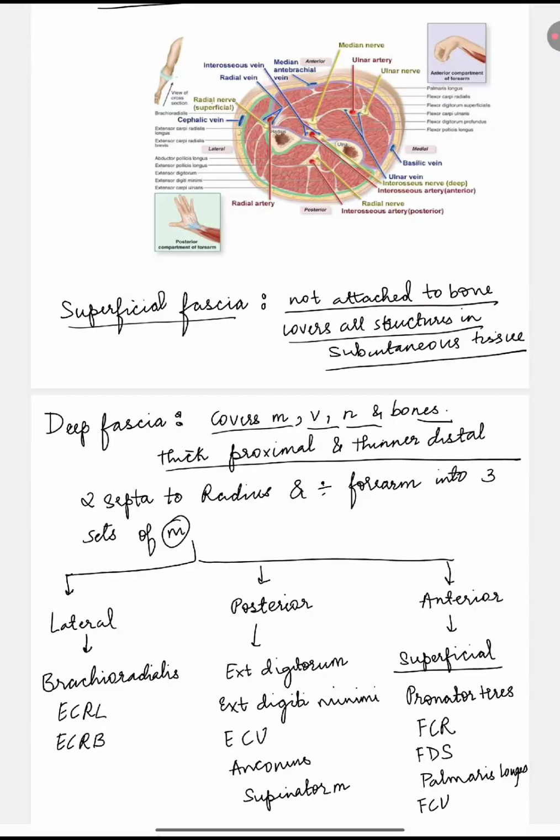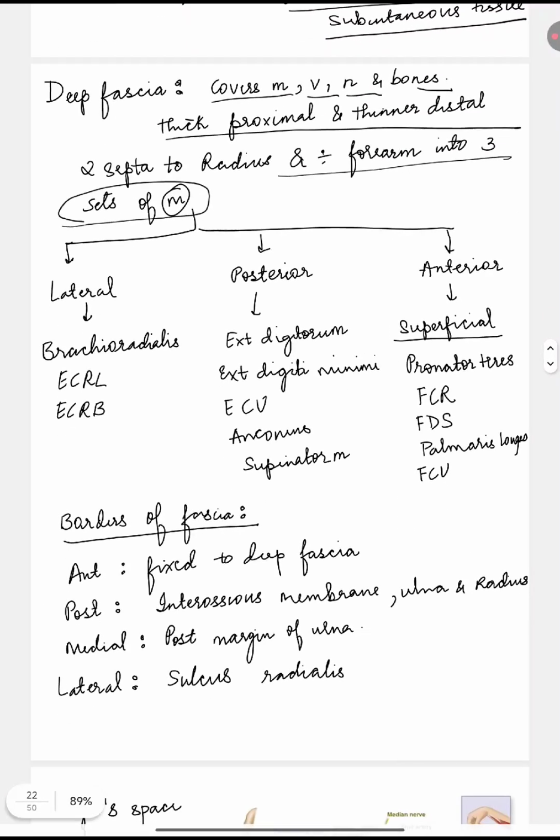Okay, there are two septa of the radius that divide the forearm into three sets of muscle. Okay, what are these three sets? Lateral, posterior, anterior. Laterally, there is brachioradialis muscle, extensor carpi radialis longus, extensor carpi radialis brevis. Posteriorly, there is extensor digitorum, extensor digiti minimi, extensor carpi ulnaris, anconeus and supinator muscle.